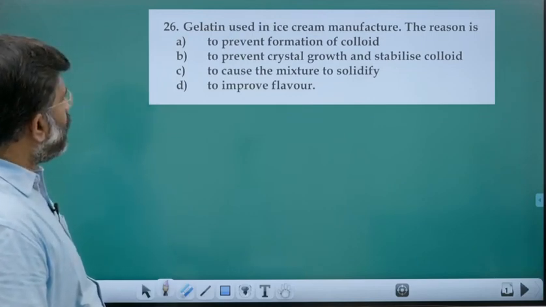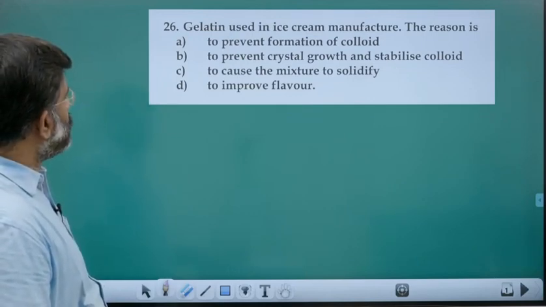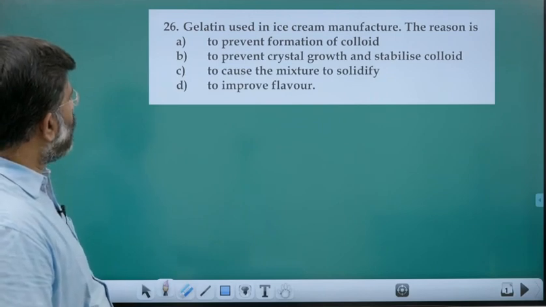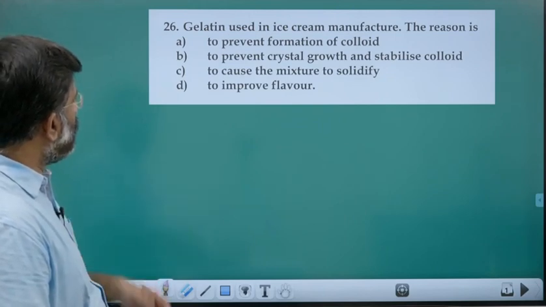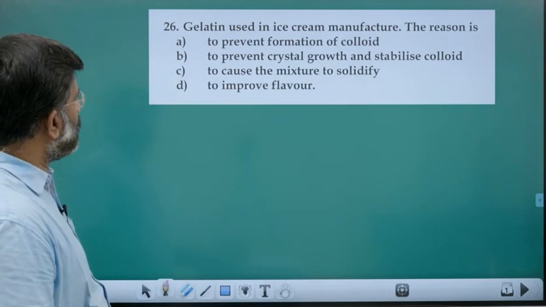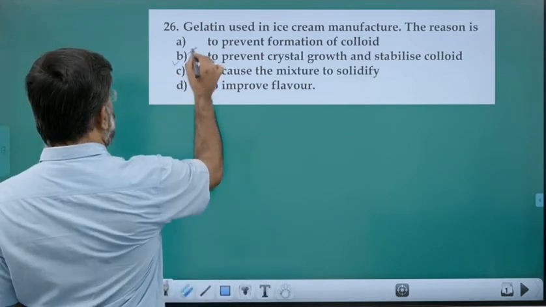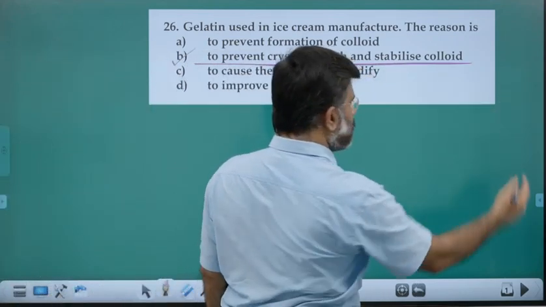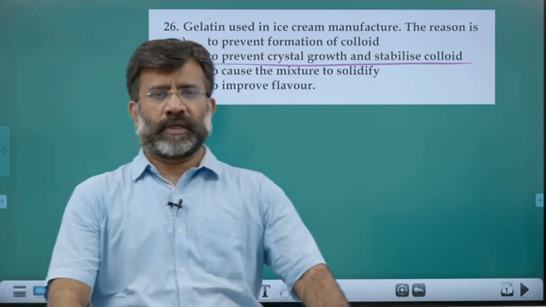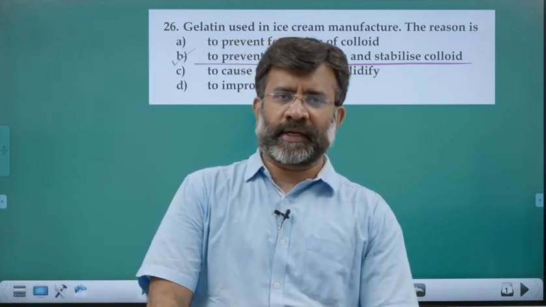Gelatin used in ice cream manufacture. The reason is to prevent the formation of colloid, wrong. To prevent the crystal growth and stabilize the colloid. Option B is the correct answer. It is used as a protective colloid. Gelatin is used as a protective colloid.